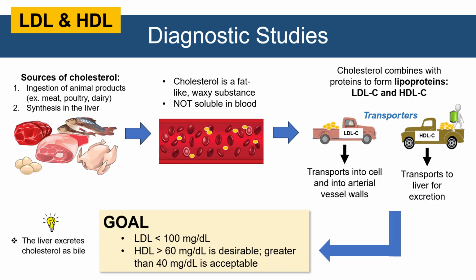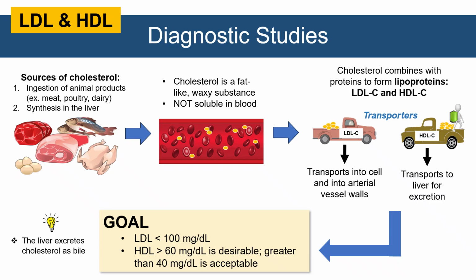So cholesterol comes from ingesting animal products like meat, poultry, and dairy, and cholesterol is also made in the liver. Cholesterol is a fat-like waxy substance, and it's not soluble in blood, so it just kind of floats around. So where do the LDL and HDL come in? These are proteins, LDL and HDL.